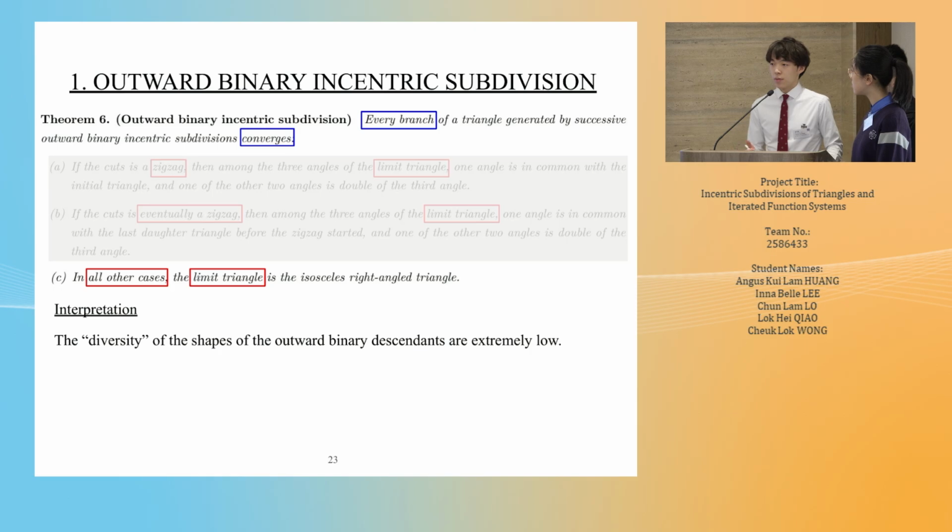The remaining cases are more surprising. They all converge to the isosceles right-angled triangle. Hence, the diversity of the outward binary descendants is extremely low.